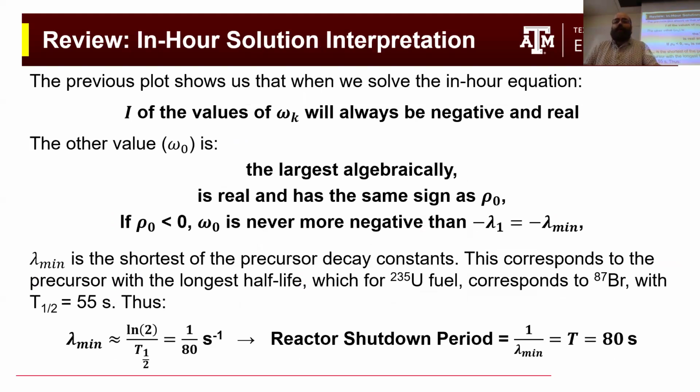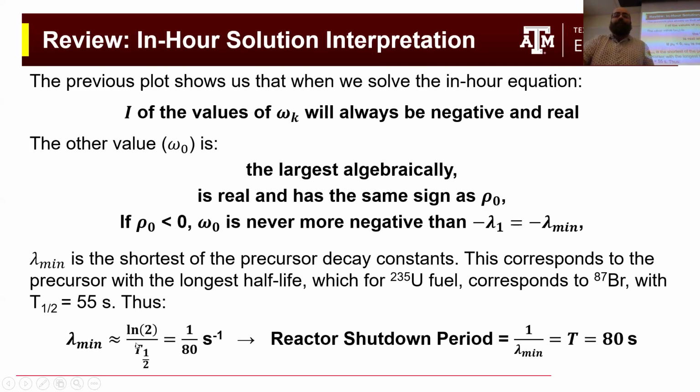And lambda one corresponds to the precursors that have the longest half-life that we consider in our groups. One thing to be familiar with is that there are a lot of delayed neutron precursors. Some of them have very, very long half-lives. Some of them have very, very short half-lives. We only consider a range of these precursors that's important to the time dynamics that the point reactor kinetics equation can tell us about. The precursor with the longest half-life corresponds mostly to bromine-87 in uranium fuel, and it has a half-life of 55 seconds.